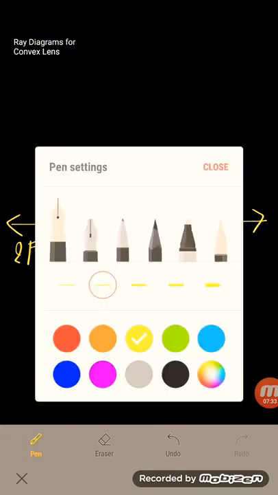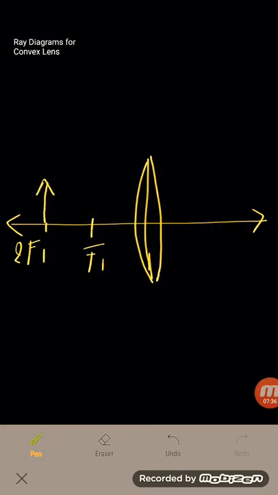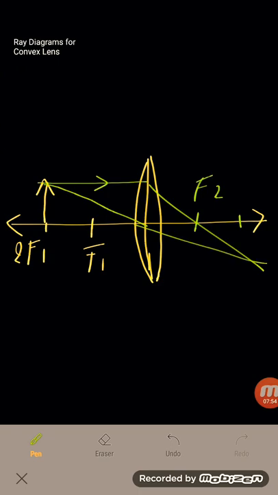So if the object is at 2f1, the parallel ray will go like this, through f2, right? And then somewhere it will meet here, right? Okay, remember that it will meet at 2f2. It will meet at 2f2. So here's somewhere.